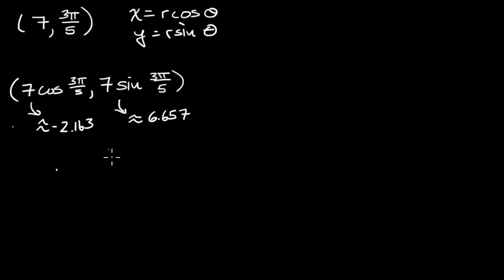Now let's look at an example where we go the other way. And let's do this one in degrees. So let's say I was given the rectangular coordinates negative 2, 11. Pause this video and try to write that as polar coordinates.